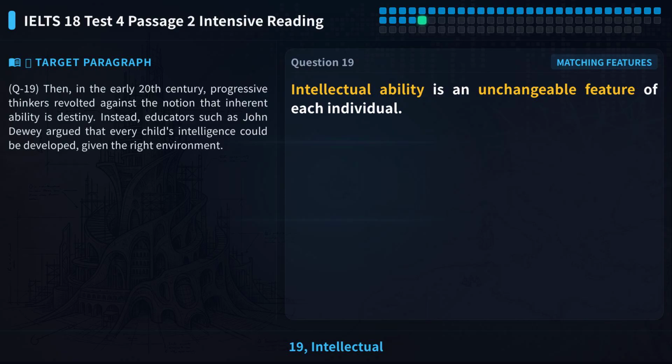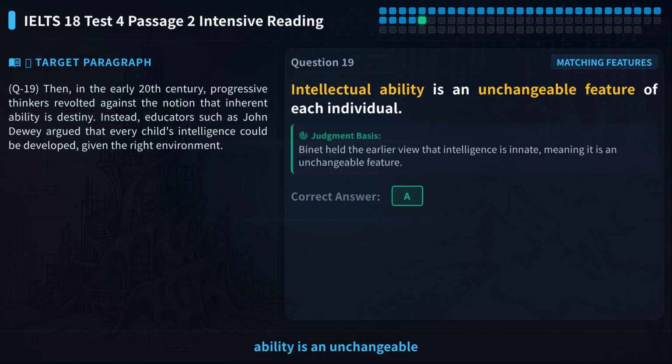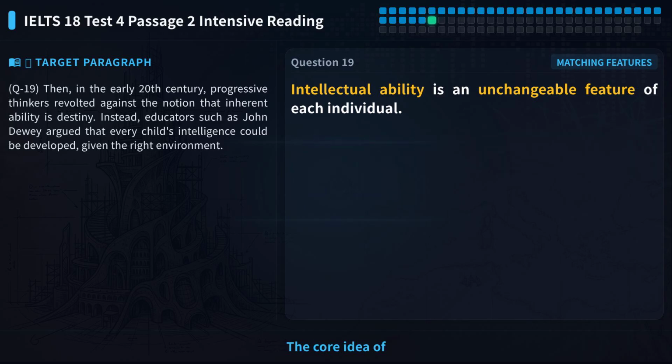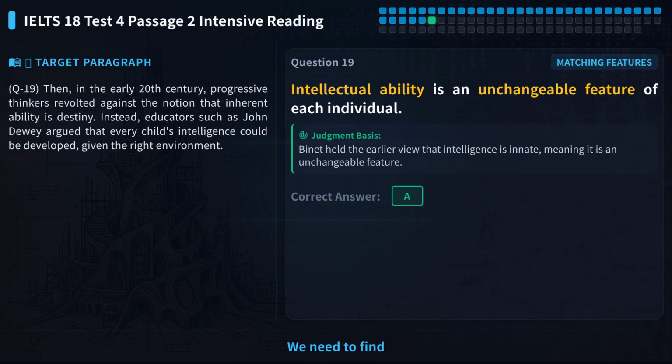Let's look at question 19. Intellectual ability is an unchangeable feature of each individual. Please pause the video and try to match the statement with person A, B, C, or D. The core idea of the question is, intelligence cannot change. We need to find who holds this view in the text.